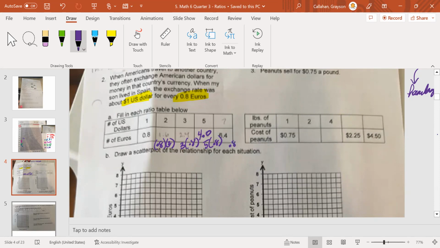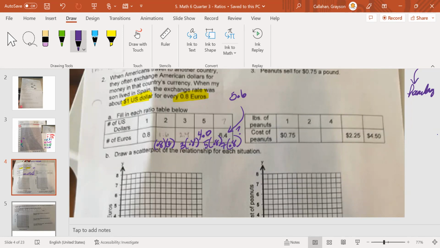Here, it's just going to be 0.8 because the exchange is 0.8, right? Times 7. So 7 times 8 is? No, it's 56, but she put 6.4? That should be 0.56 or 5.6. So I don't know. You might want to ask her about that. It's 4.0 for 5 because 0.8 times 5 is 4.0.